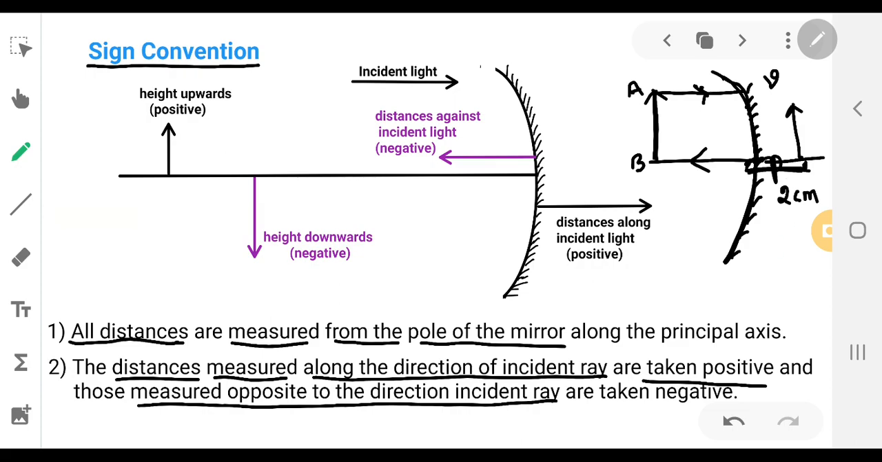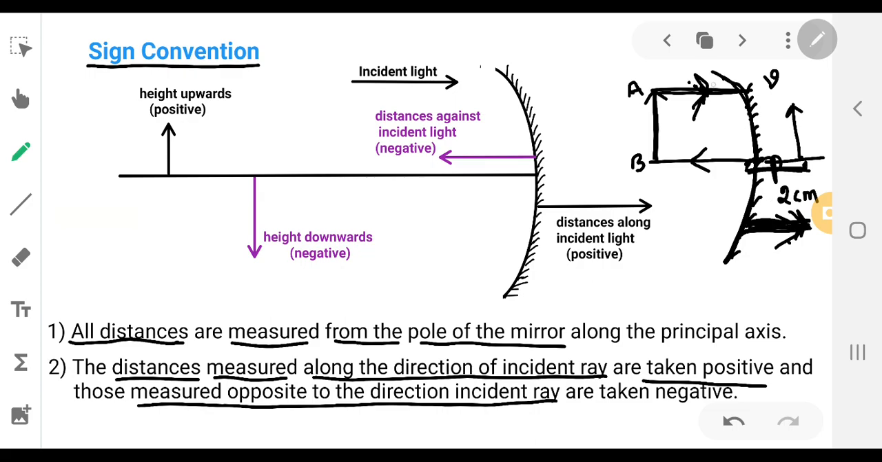Now we'll give the sign, positive or negative. Look at the direction of the measurement. From the pole to the image we are measuring. This is the direction of measurement. This is the direction of the incident ray. So both are in the same direction. So our measurement is along the direction of the incident ray. This is also right, this is also right.